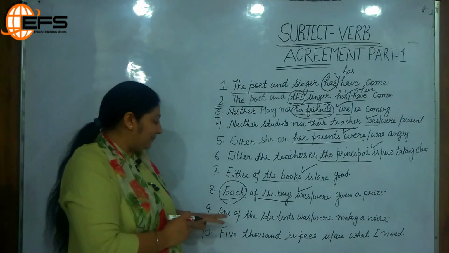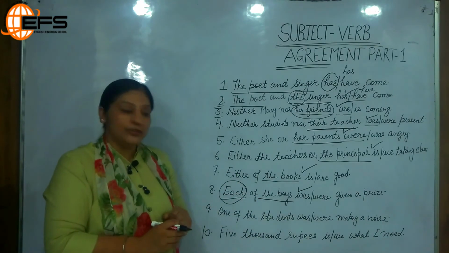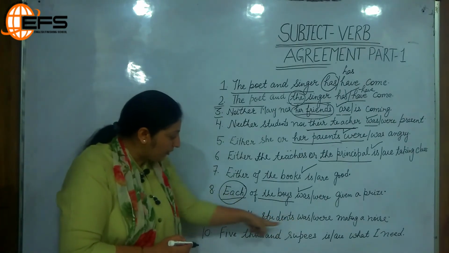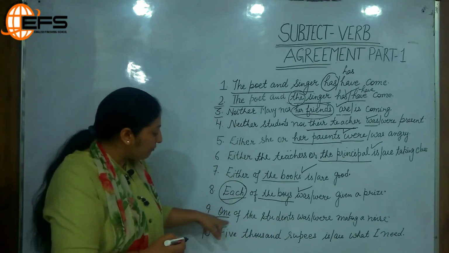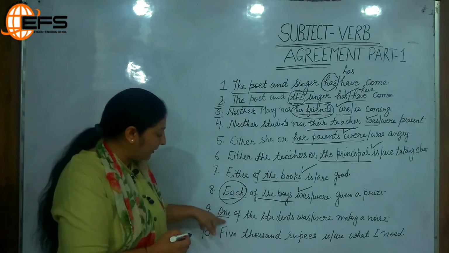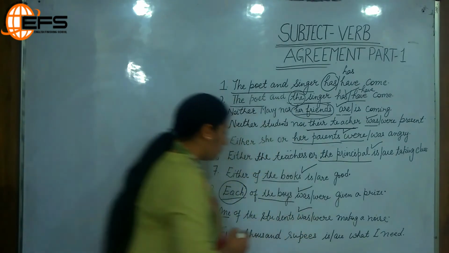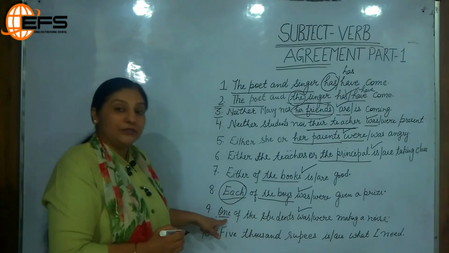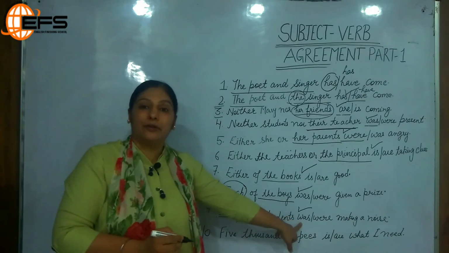Example number 9. One of the students was or were making a noise. So of course we are talking about one here. It is an of phrase, one of the students, full subject, but we are talking about out of many students, one out of many. We are talking about only one. So we will choose a singular verb. One of the students. Don't go by this word students. Just see, we are talking about only one individual, and then we will choose a singular verb according to that.